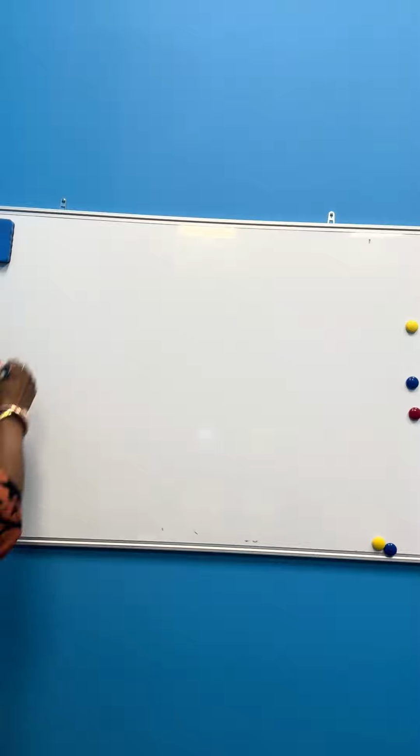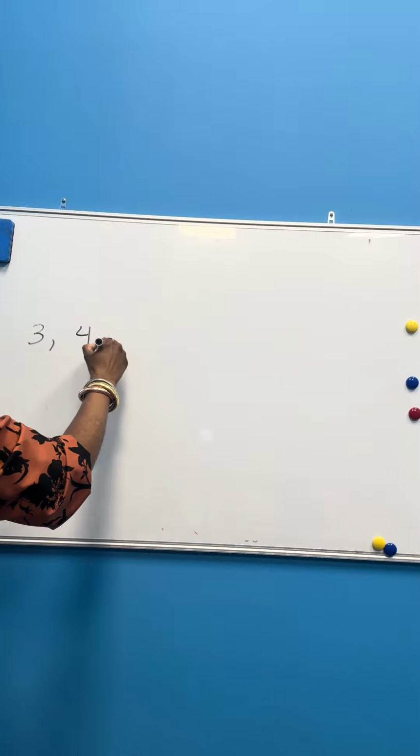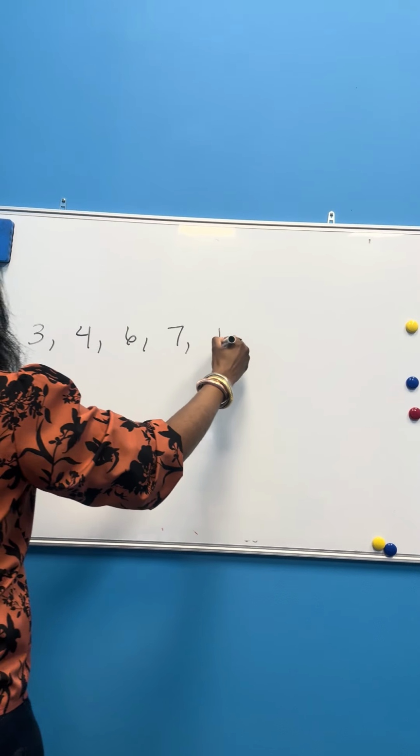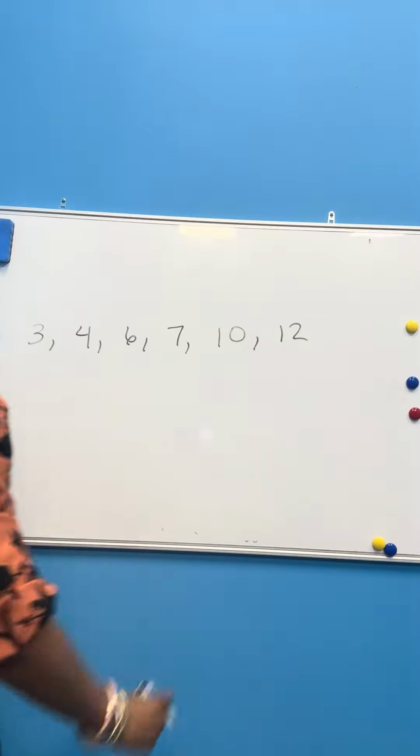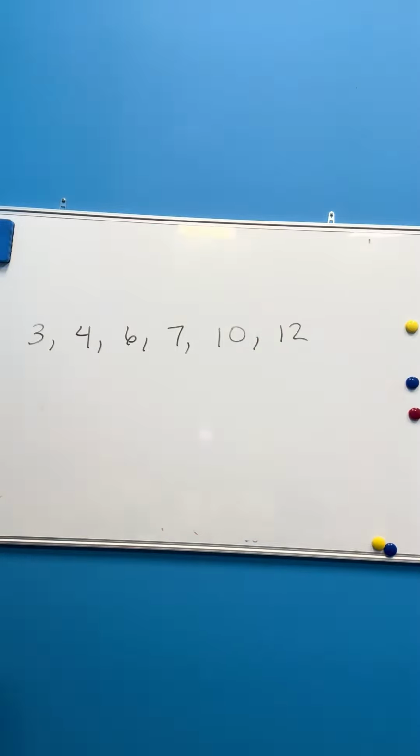So if we have these numbers given to us, and we are asked to determine what are possible values of the median if another number is added.